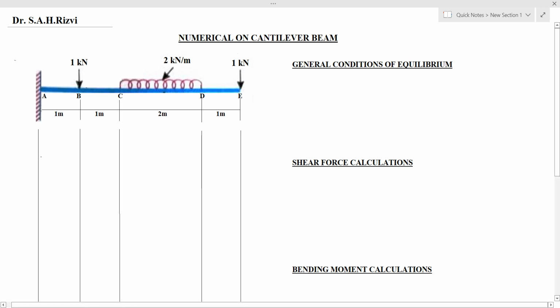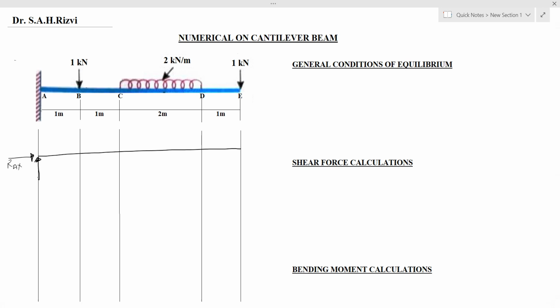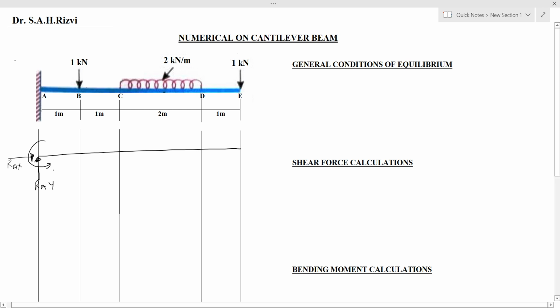To solve the numerical initially we will first draw the free body diagram and we'll depict all the forces acting on the beam. So at point A there will be three reactions RAX, RAY and MA. This is point A. At point B it is being loaded 1 kilonewton here.